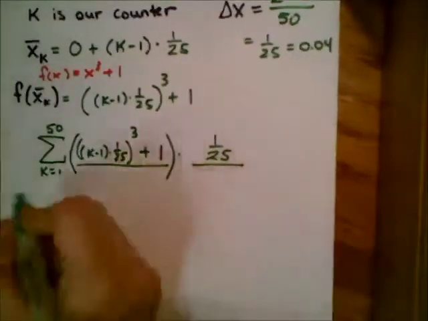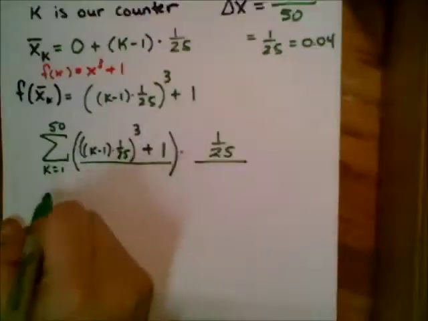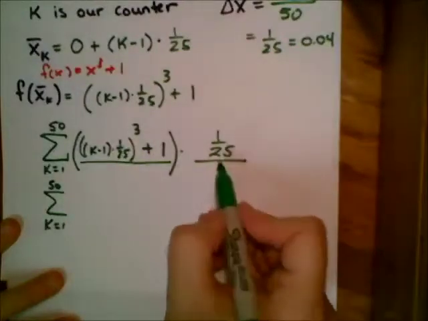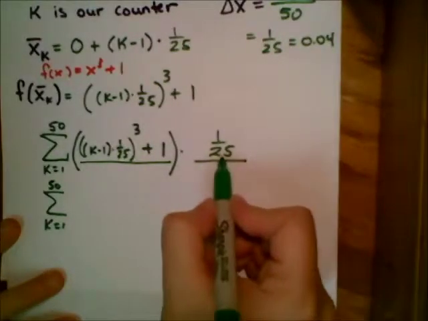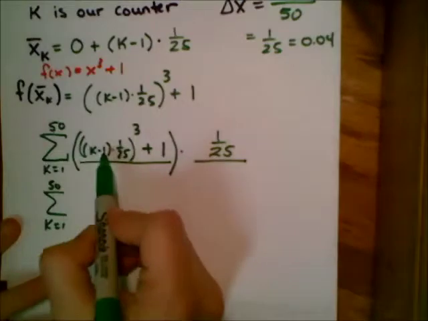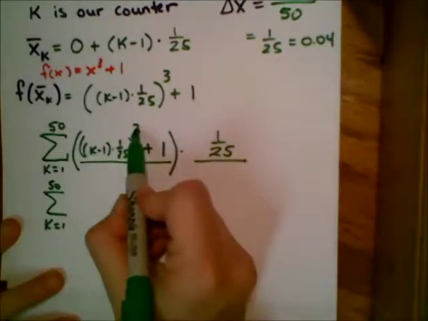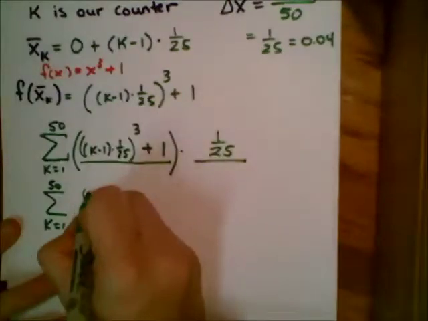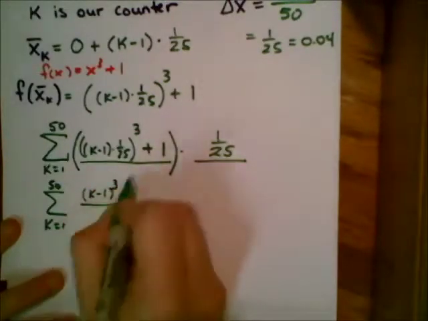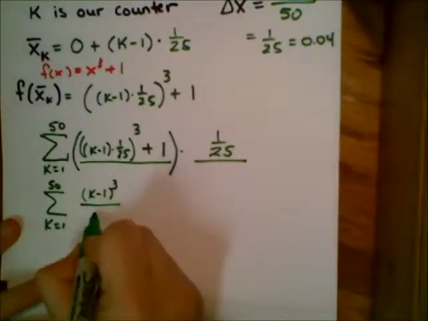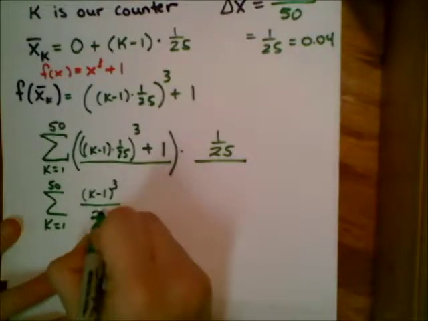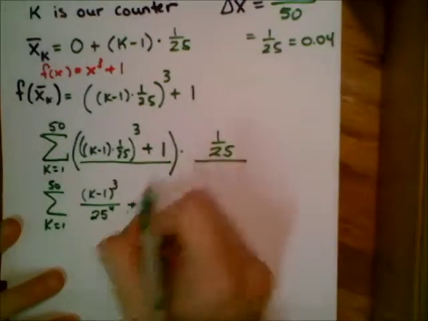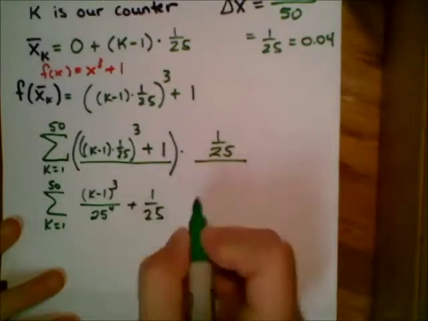Now, to make it a little bit nicer for typing into the calculator, we might want to do a little bit of distribution. Notice we have the difference cubed over 25 cubed times 1/25. So that's the difference cubed over 25 cubed times another factor of 1/25. So that'll put 25 to the 4th on the bottom. And then also we need to multiply the 1 by 1/25.